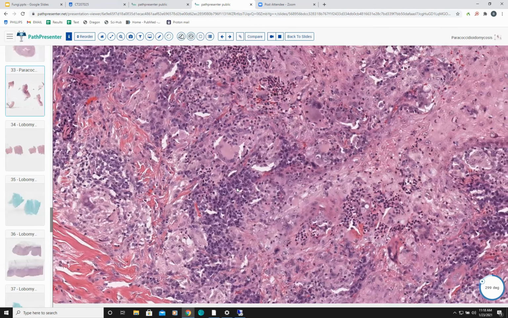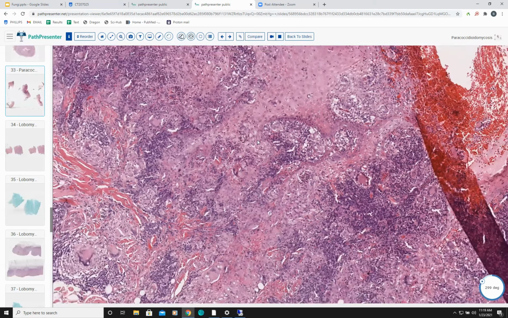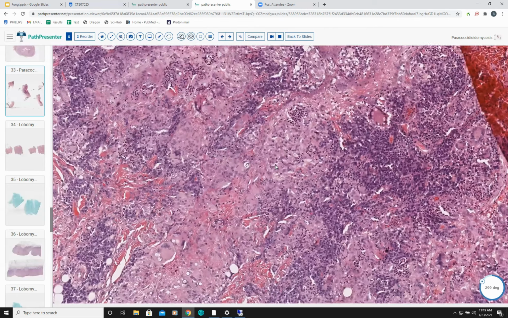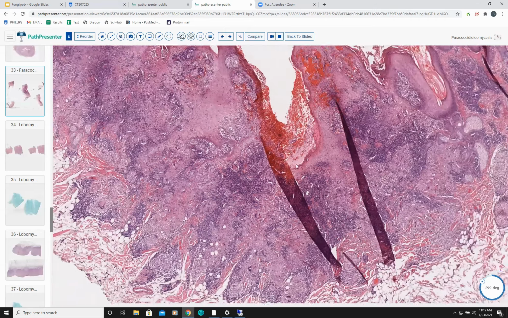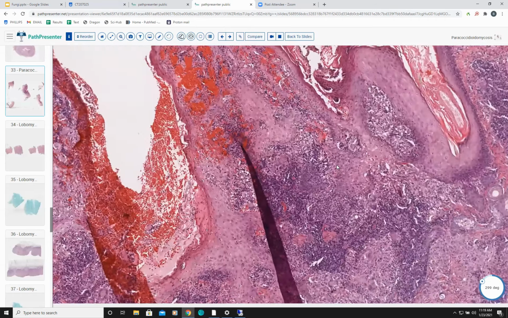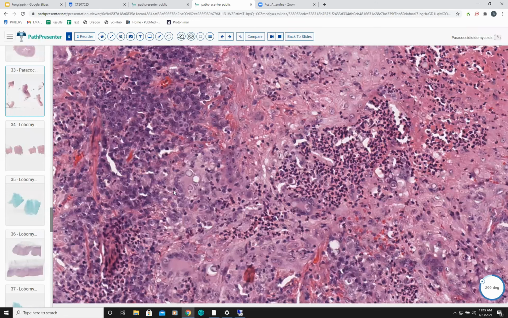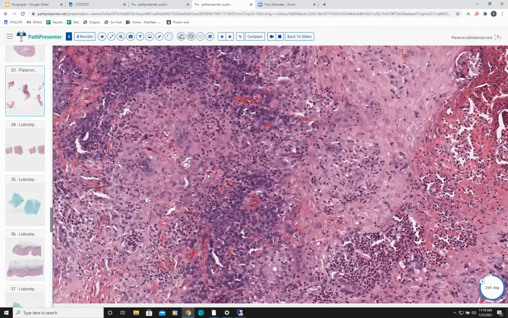And the size here is a clue because these are big organisms, many of them. And again, these are best highlighted with the PASD or the methenamine silver stain. Here are more of the organisms, I think. Sometimes it's difficult to tell which are histiocytes and which are the organisms, but I think these are all paracoccidioidomycosis.